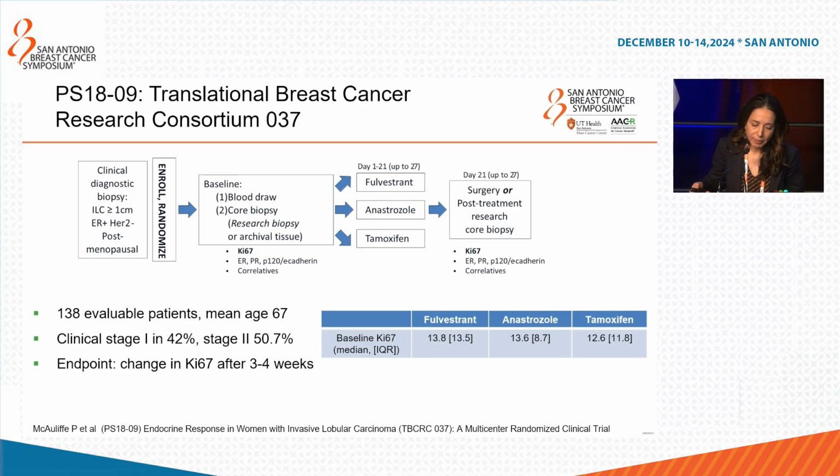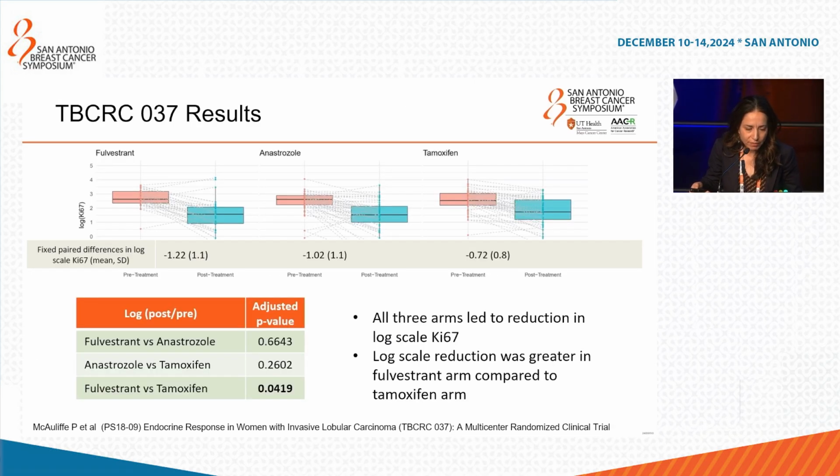I'll point out the median baseline Ki-67 in each of the treatment groups here. And as you can see, the median Ki-67 at baseline in these early-stage lobular patients was above 10%. The results of TBCRC-037 are shown here. These are box plots showing the log scale change in Ki-67 before and after treatment.